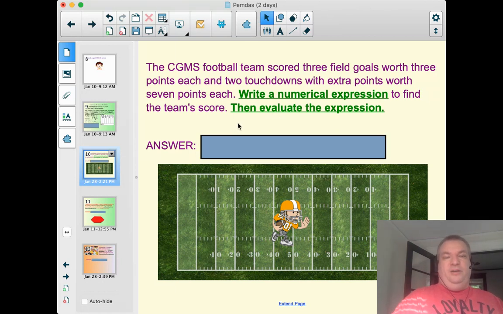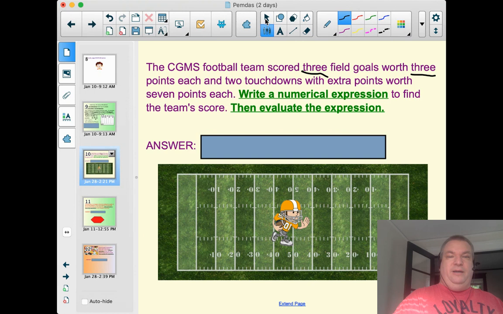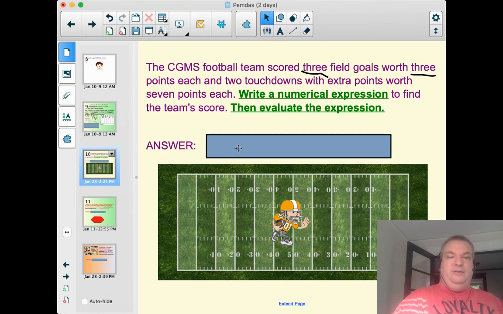So again, I'm trying to find the total points. So I look for each amount of points that were scored and how many times it happened. I see that field goals are worth 3 points, and we scored 3 of them. So there are 3 points each. That means we need to multiply the 3 and the 3. So that's how our expression is going to start, 3 times 3. That'll tell me the points scored off field goals.